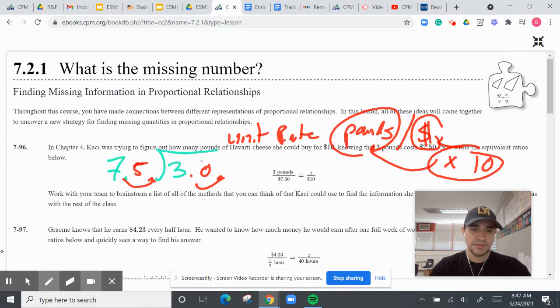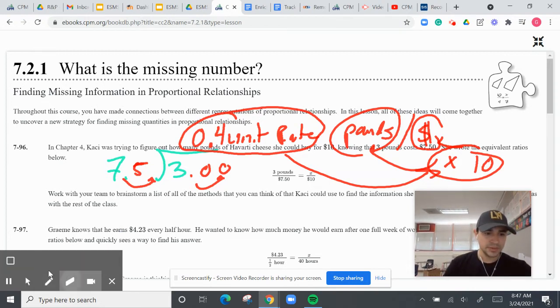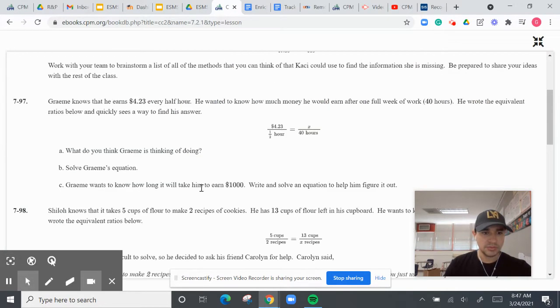So for example, 7.5 goes in here, and I think it's 0.4. So 0.4 is the unit rate, and you multiply it by 10, and 0.4 times 10 is 4 pounds. There's a couple ways to do that. Let's move on to 7-97.